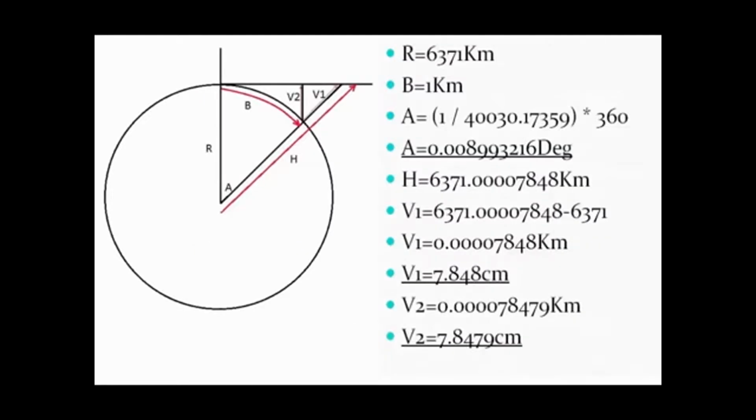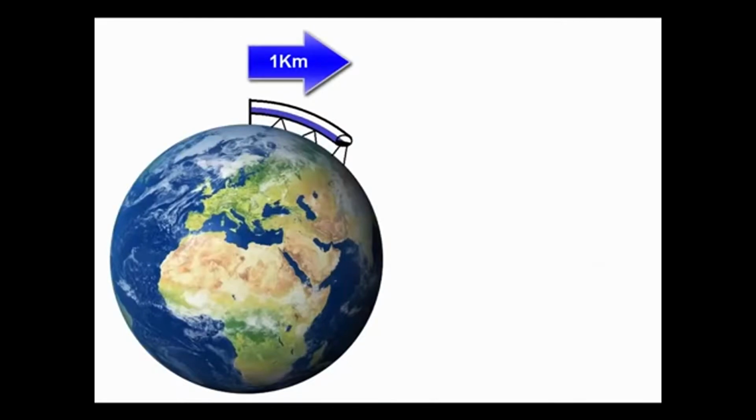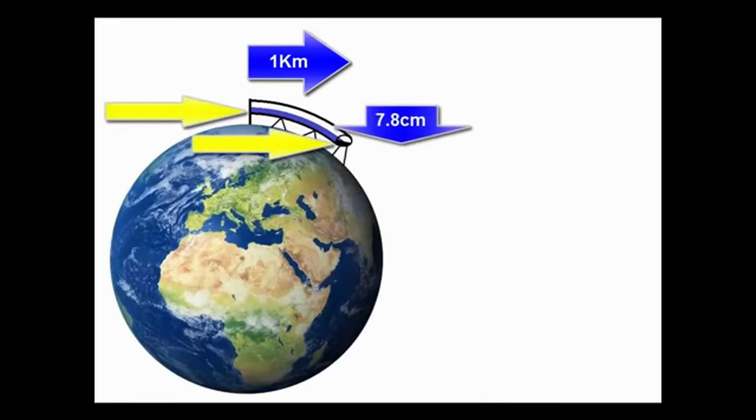Now, using the formula on the right, we can calculate that if we had a pipe 1 kilometer long, then there would be a 7.8 centimeter or 78 millimeter difference between the start of the pipe and the end of the pipe in height. So there's our pipe 1 kilometer long. The start point, the start of the arrow, and the end point, the end of the arrow. There will be a height difference from the start point to the end point of 7.8 centimeters.